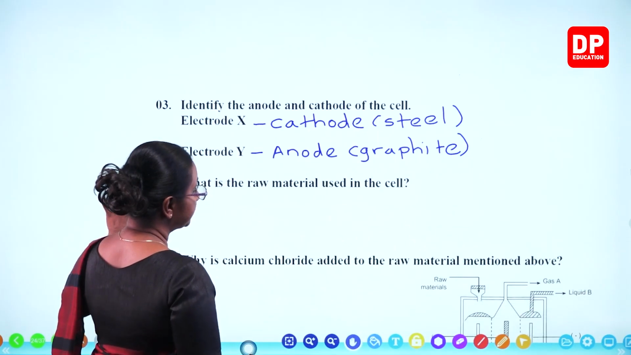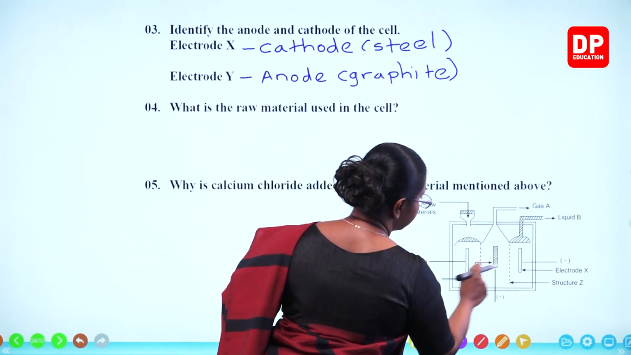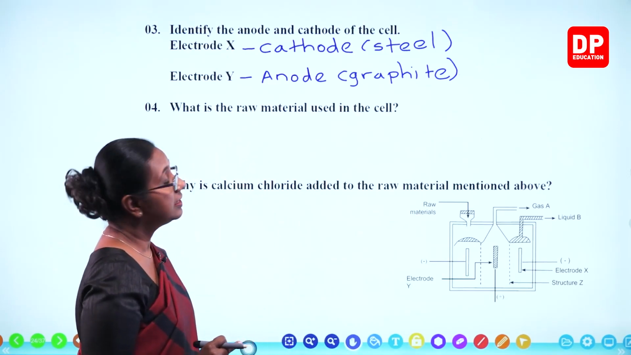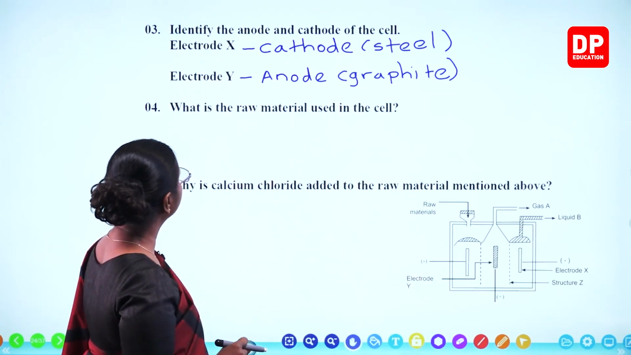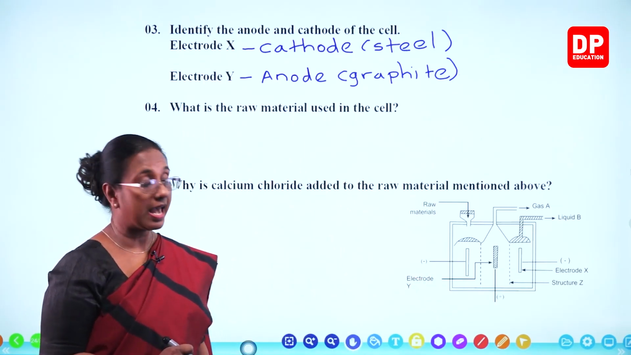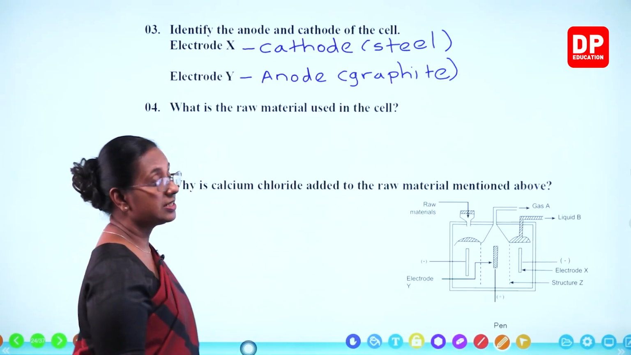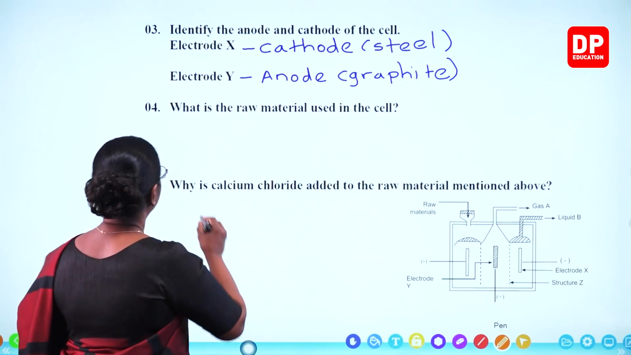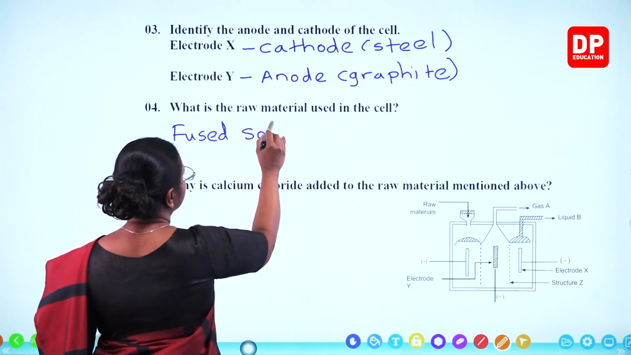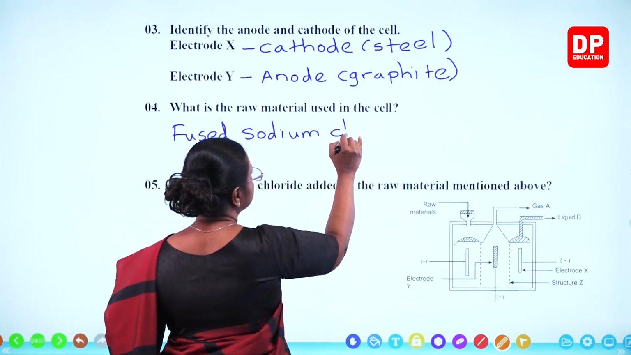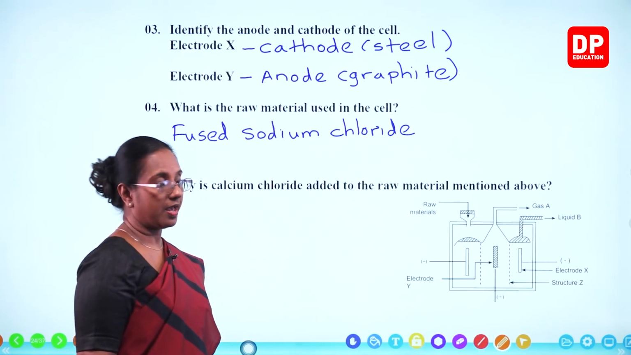If you all want, you all can check with the cell also. Their cathode is negative on either side. That is the steel electrode. And here anode is the positive one. That is electrode Y, the graphite anode. Then, what is the raw material used in the cell? That is fused sodium chloride. So that is introduced from the top there.